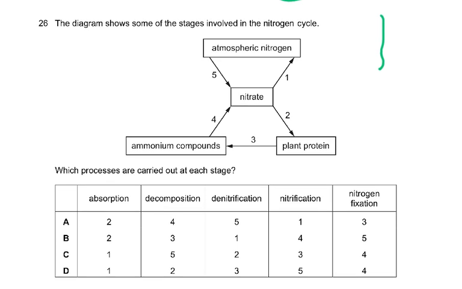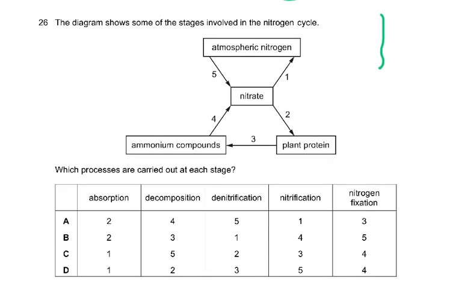Then coming to question number 26. In the next question, the diagram shows some of the stages involved in the nitrogen cycle: atmospheric nitrogen, nitrate, plant protein, and ammonium compounds. Now, let's look at the first one. What is one? Nitrates to atmospheric nitrogen. So this has to be denitrification, because nitrates to atmospheric nitrogen is done by denitrifying bacteria which live in waterlogged soil.